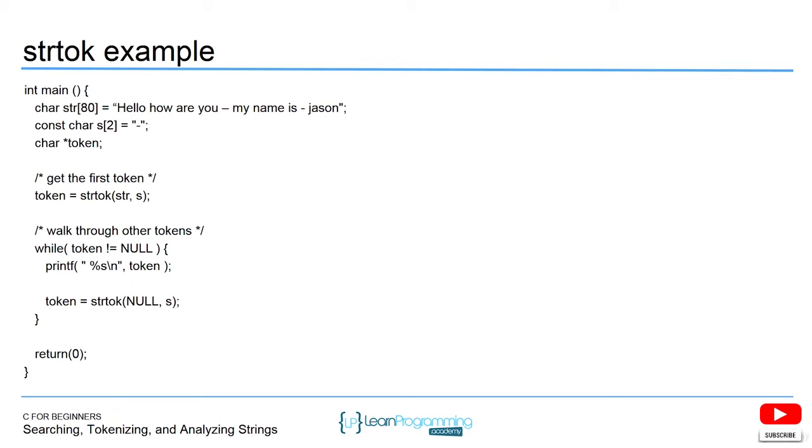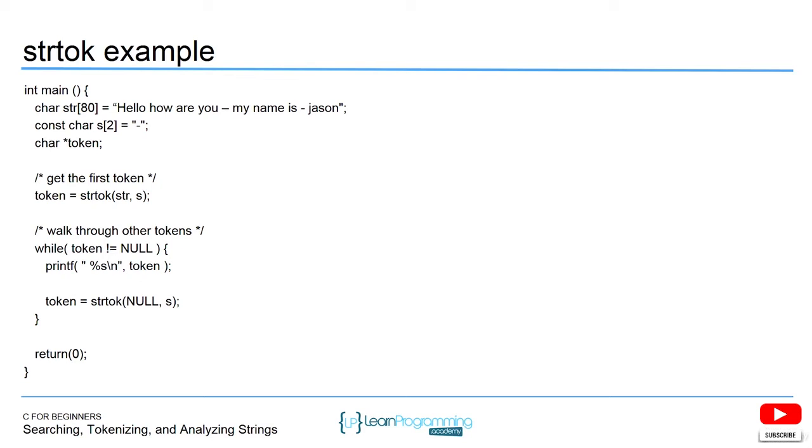So the first time you call strtok, it's going to be equal to "hello, how are you," space. And then it finds the match with the dash. And if you call it a second time, it's going to print out "my name is." If you call it a third time, it's going to print out "Jason" because it's going through the dashes. So that's why we have a while loop here. We say while the token is not equal to null, print out the token.